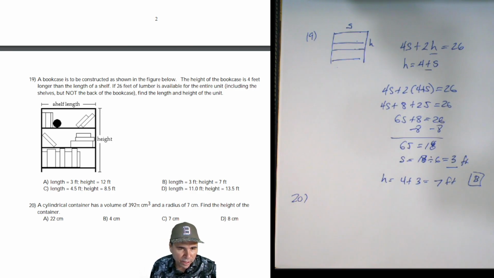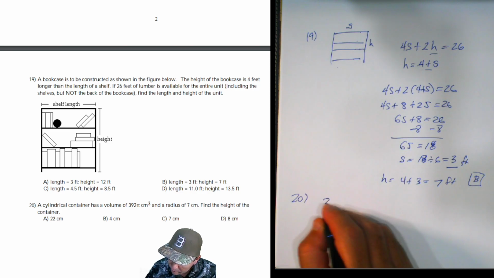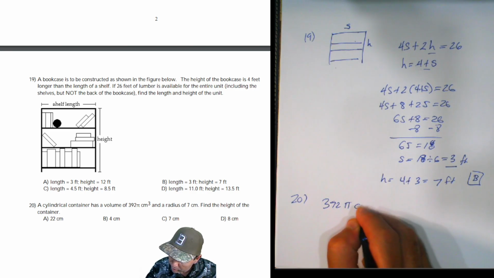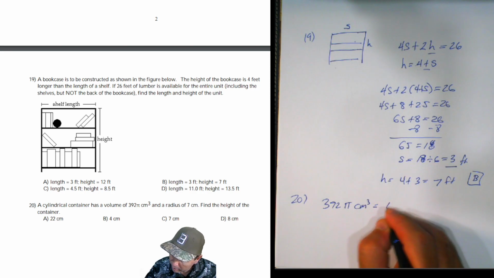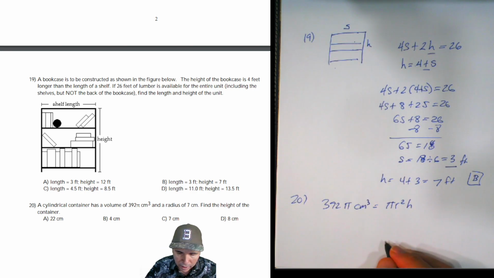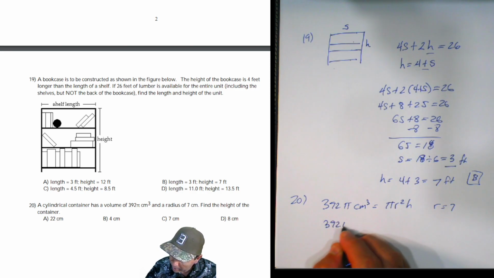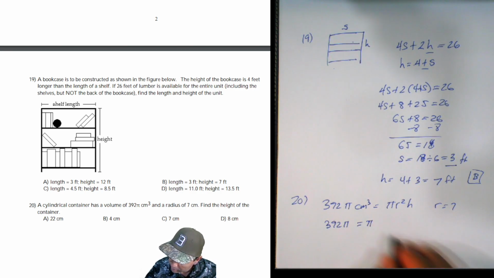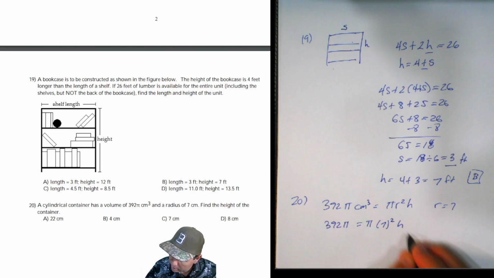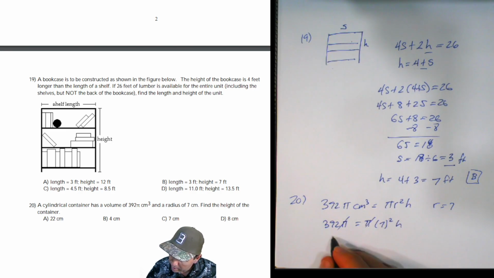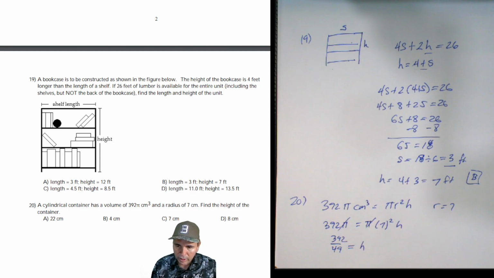Okay. Let's go ahead and help you with 20 as well. A cylinder contains a volume of 392 pi centimeters cubed, which is equal to pi r squared h. And r is equal to 7. So 392 pi is equal to pi times 7 squared times h. The pi's cancel. I take the 392 divided by 49. It's going to give me h. Okay, and I'll let you finish that one.